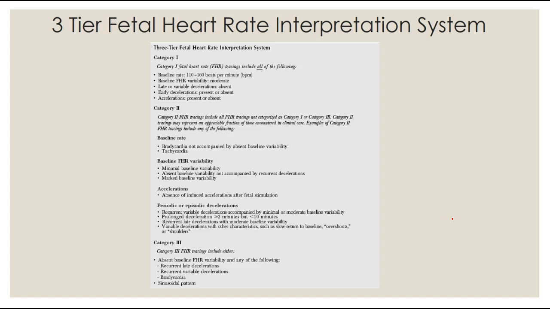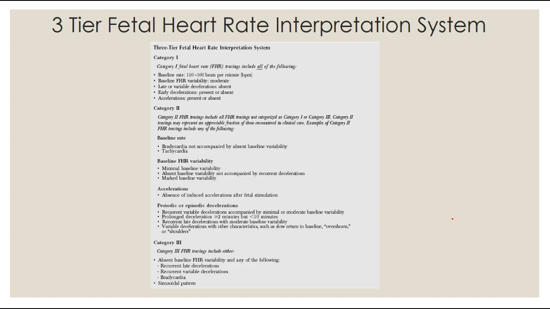A category 2, on the other hand, means that you are going to have a baseline rate that can be either bradycardia not accompanied by absent baseline variability, or it could be tachycardia. Your variability has to be minimal. An absent baseline variability cannot be accompanied with recurrent decelerations, or you can have marked baseline variability. Accelerations can be either absent, when you're trying to actually induce them after fetal stimulation, or they can be present. And you have either periodic or episodic decelerations. So accompanied by or unaccompanied by a contraction is what periodic and episodic mean.